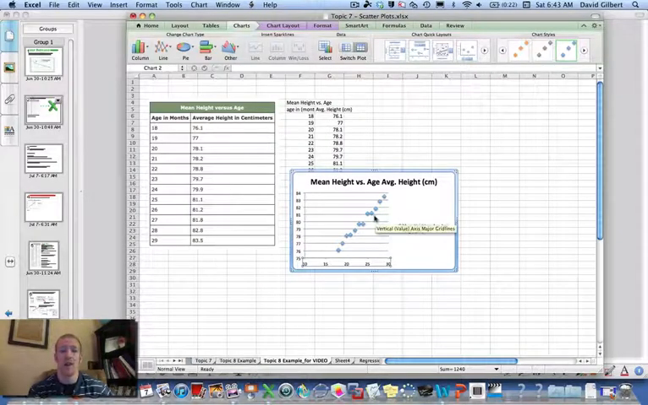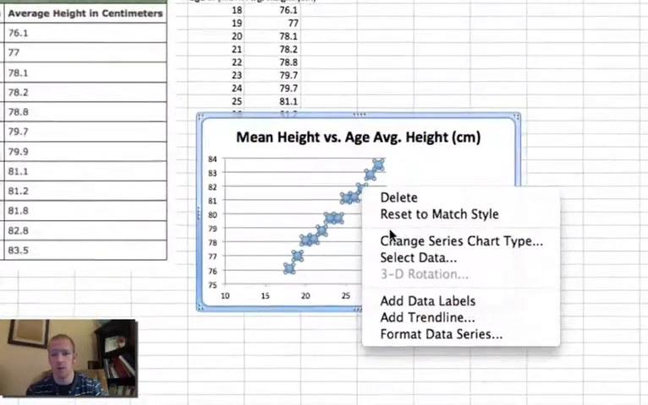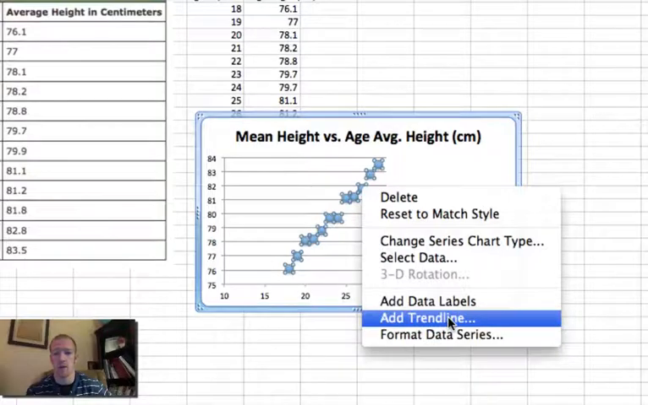Okay, that's fine. Now here's the key. To get your regression line, you click on one of your little data points here. You have to right click on it. So I right click on it, see how it's selected? And then what I'm going to do is I'm going to add trend line.